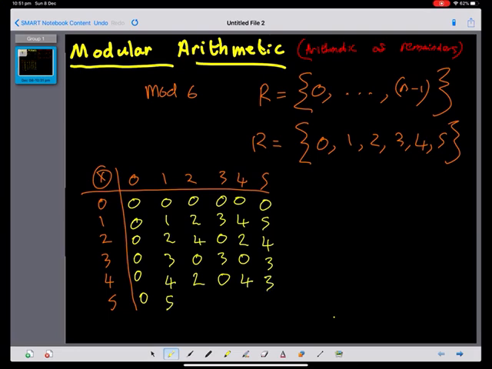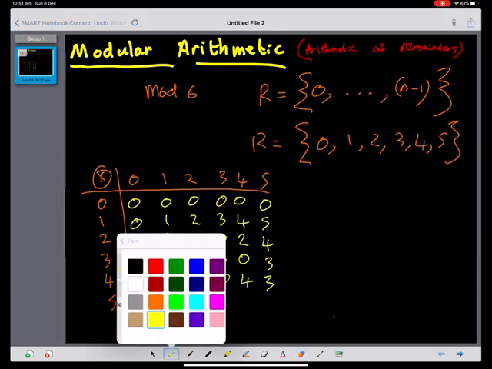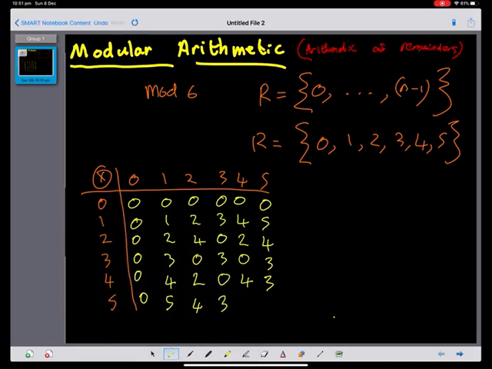5 is allowed. 10 is not allowed. We get a remainder of 4. 15 is not allowed. We get a remainder of 3. 20 is not allowed. Okay, is this right? 15, yeah, we get a remainder of 3. Okay, 5 times 4 is 20. Not allowed. We get a remainder of 2. 3 6s are 18, remainder 2. 5 times 5 is 25. Not allowed. We get a remainder of 1. Okay, so hopefully this is correct.